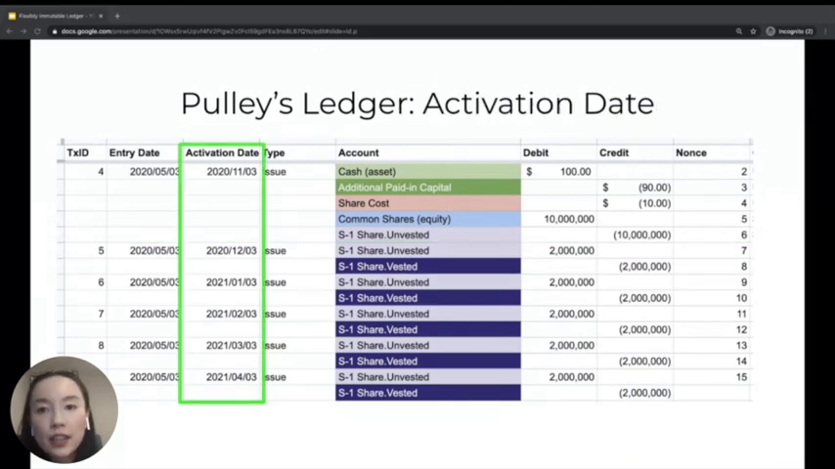Next is activation date. Activation date is a unit that we introduced to be able to know when transactions take place. This allows us to record not only the past of what's happened on Pulley, but also the future. In this way, we can query the cap table at a time in the future, knowing in a year when additional shares vest, how many employees will have those shares and how many shares will be issued out of the equity plan.